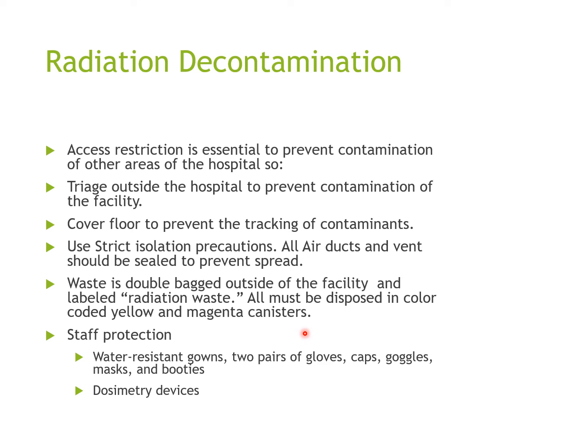So let's see, for staff protection: water-resistant gowns, 2 pairs of gloves, caps, goggles, masks, booties, and dosimetry devices, which we've discussed before, right? So the key thing is we're triaging outside the hospital, and as much as possible, we're trying to prevent contamination so we don't track it everywhere when we're putting them in the hospital.